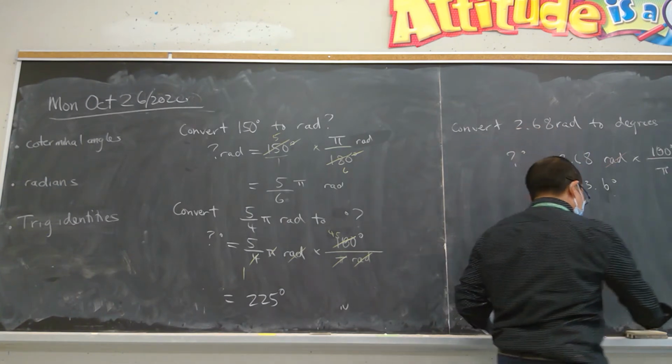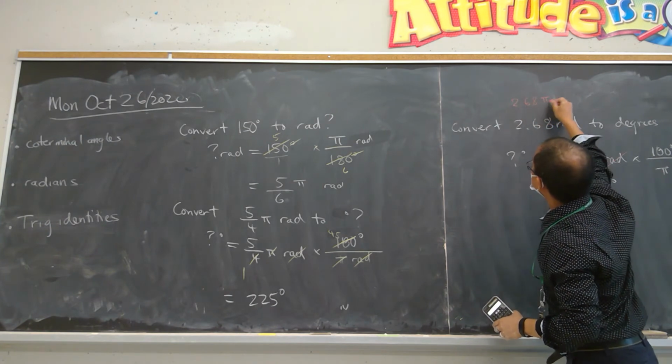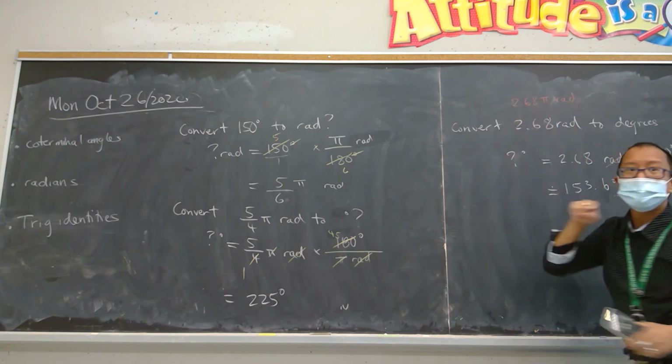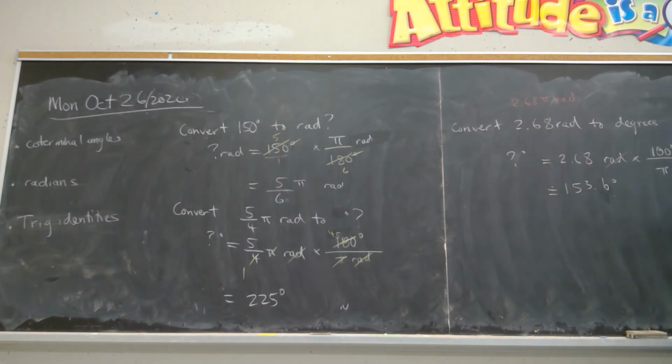If we change the question, if it was 2.68 pi radians, this is totally different, right? That's like a coefficient, and that's like a variable. So in this case, 2.68 pi times 180 degrees over pi radians, then you're just going to do 2.68 times 180, which is a different answer than this. You see what I'm saying?